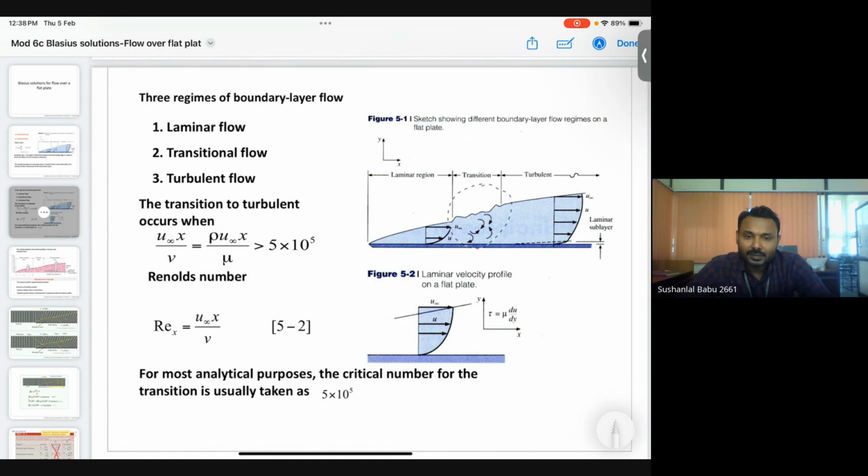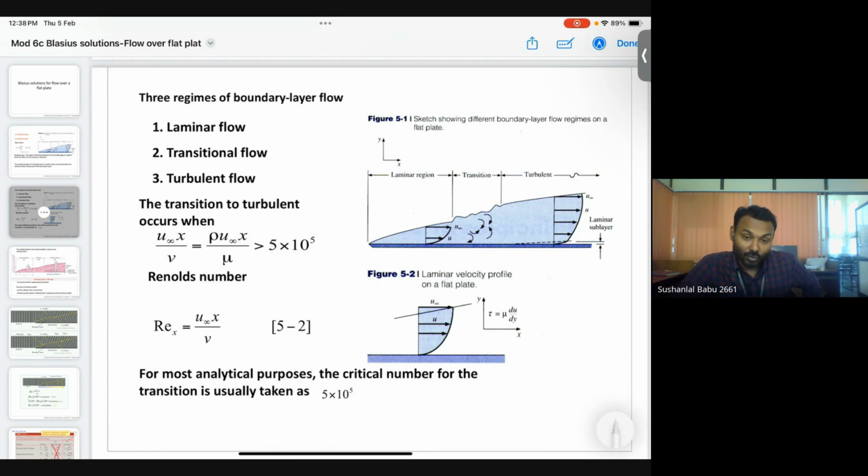But slowly, once we move further away from the leading edge, the flow becomes a little wavy and mixing will happen. Then further, it will become more turbulent towards the end. So we can experience different profiles within the laminar and the turbulent regions. Here they are explaining at what value of Reynolds number the flow becomes turbulent. That is 5 into 10 power 5.